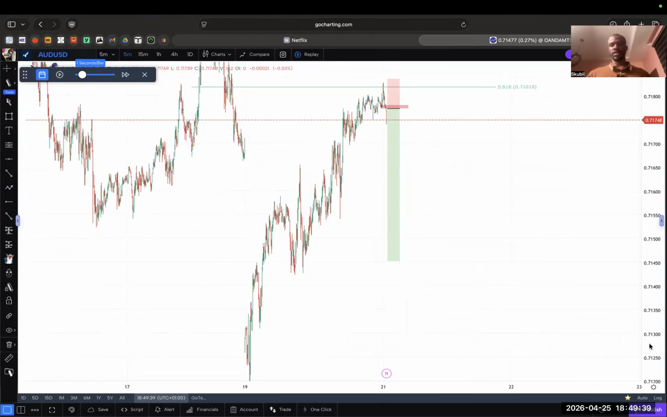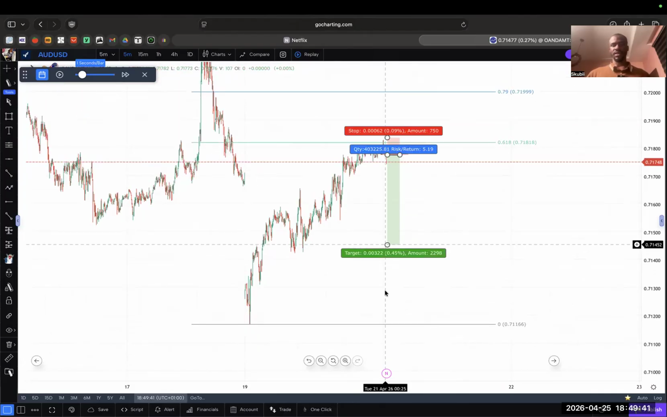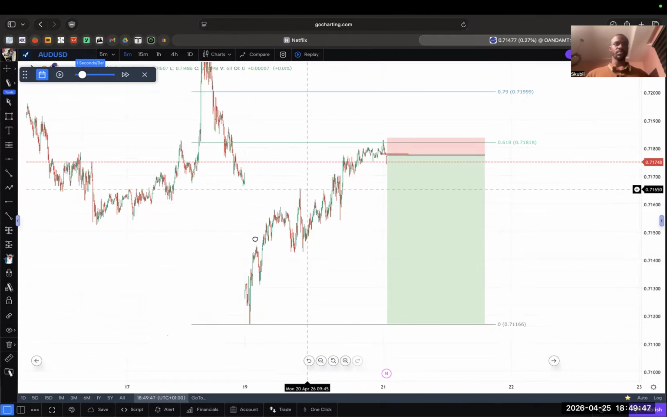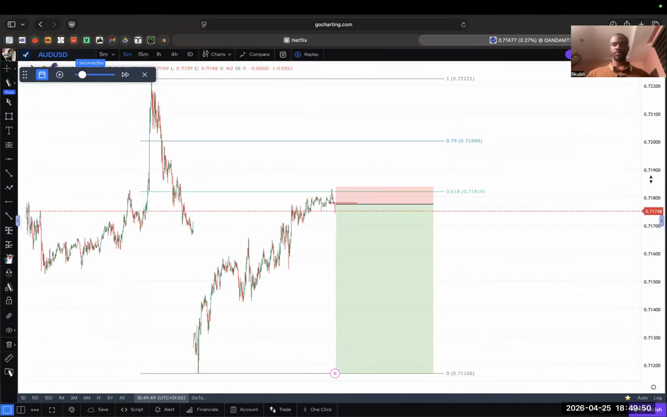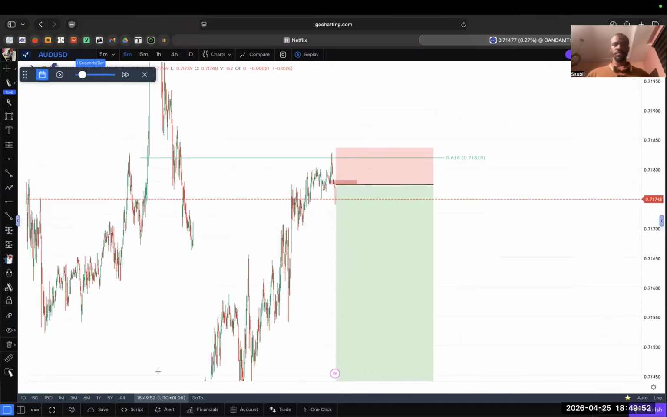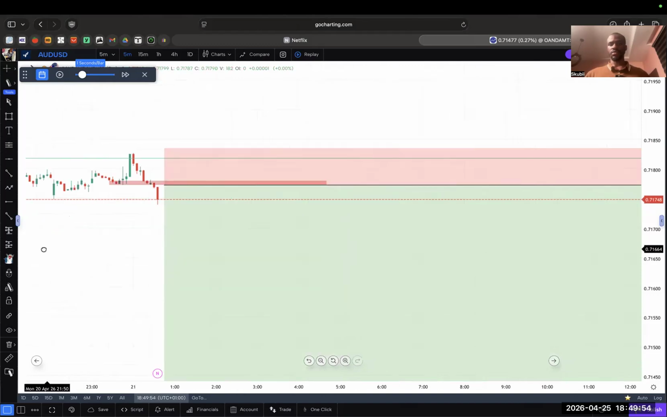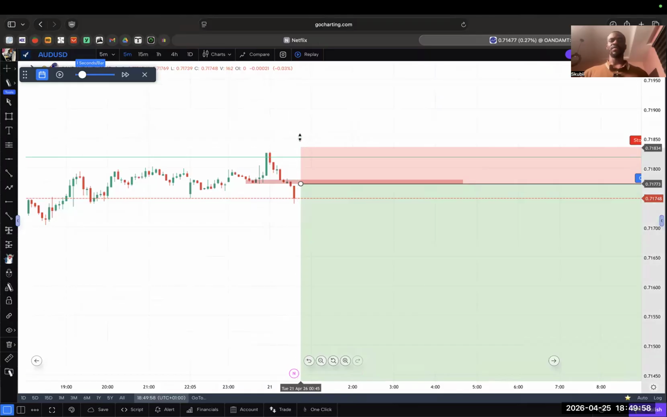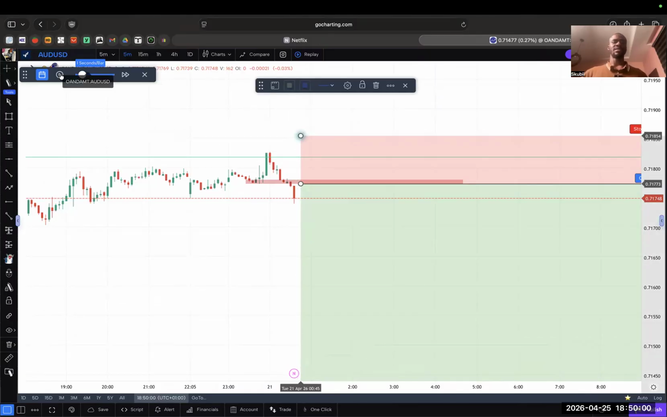Yeah. So the target was down here, yes, down here. That was what I was basically targeting. So this was our setup. And that was a 1 to, let me see, a 1 to 9 risk to reward, something like this. I think we had like 14 or 15 pips, something slightly like this.